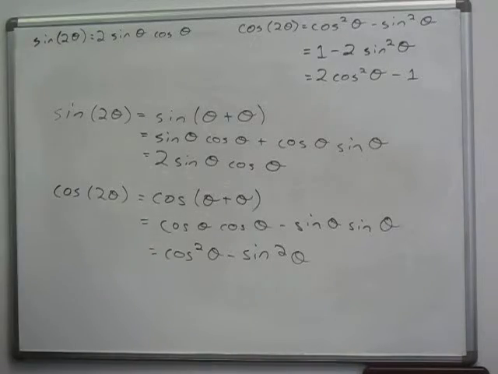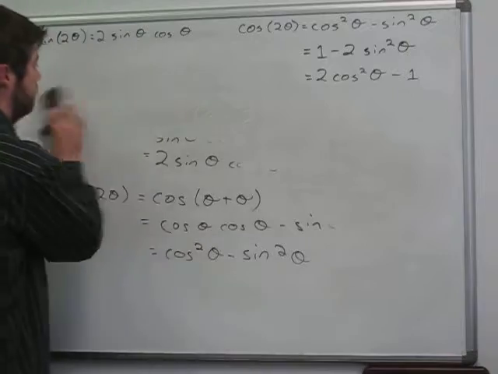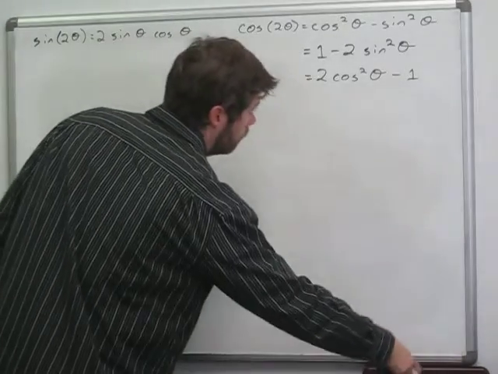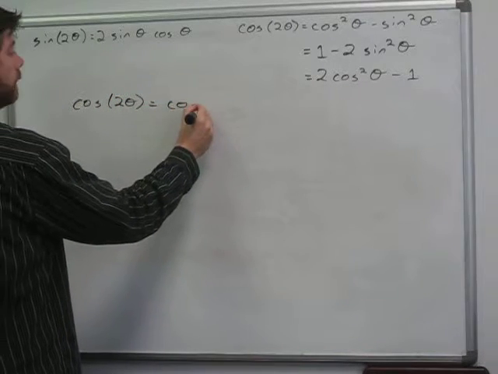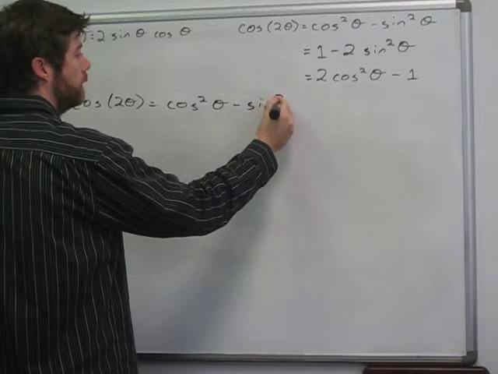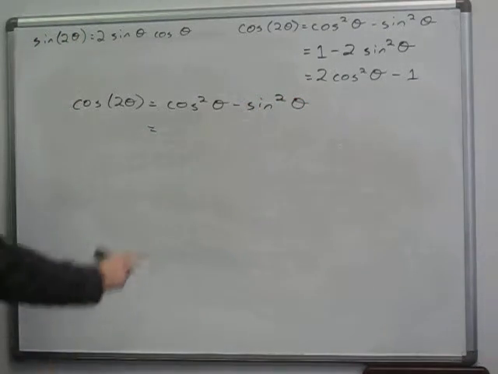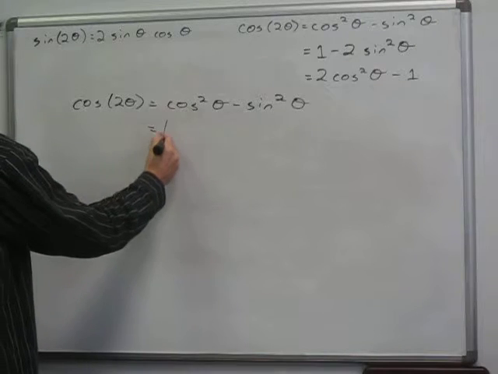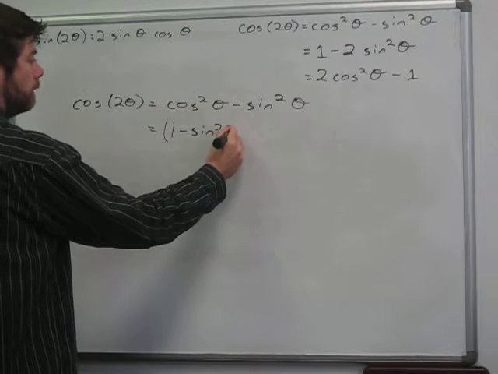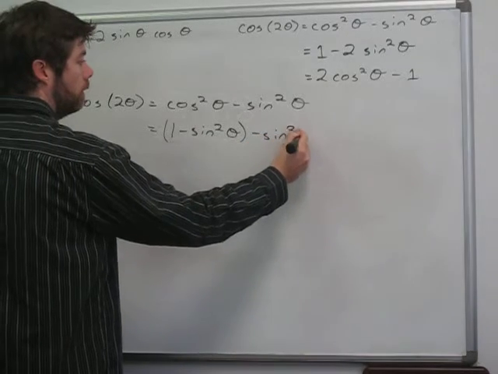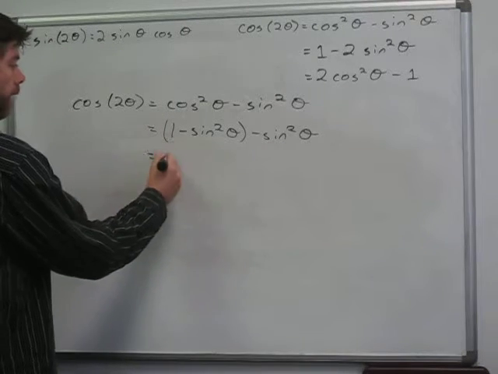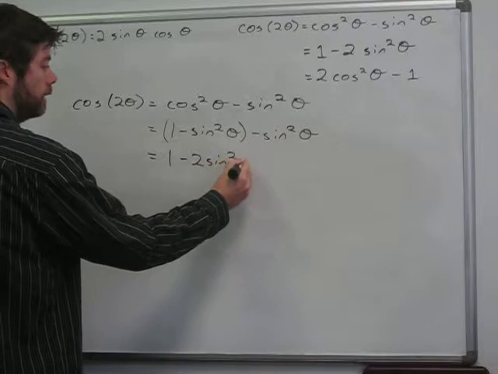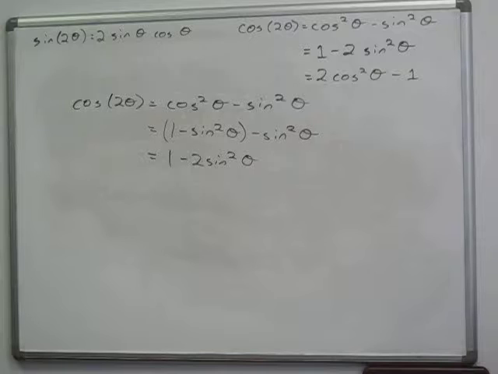Okay. The other two formulations for cosine of 2 theta just come from using the Pythagorean identity and substituting into this equation. Right, so we know cosine of 2 theta is cosine squared theta minus sine squared theta. Cosine squared theta is equal to 1 minus sine squared theta. Right? Because cosine squared plus sine squared of the same angle is equal to 1. And here we have 1 minus 2 sine squared theta once I drop the parentheses.